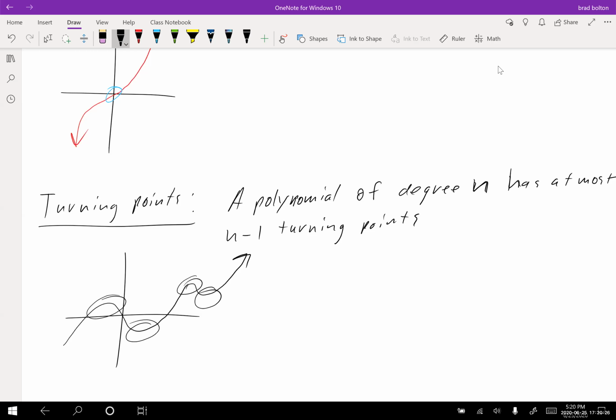Now, that's not to say that if you have a seventh degree polynomial, it has to have 6 turning points. It may only have 2. It just really depends on the setup. But what this is saying is it has at most n minus 1. So if you have a fifth degree polynomial, the largest amount of turning points you could have is 4. It doesn't mean you have to have 4, but you could have 4. So that's something to keep in mind.